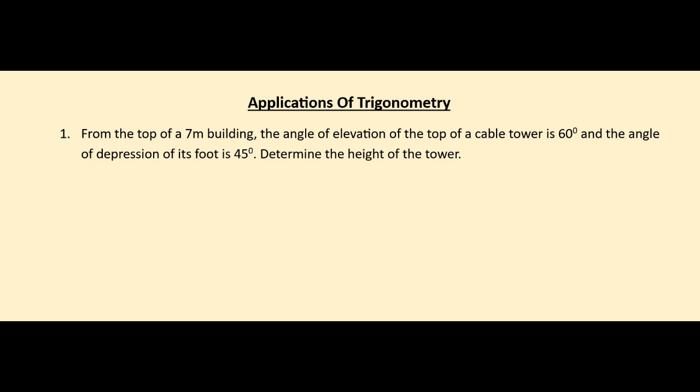In this video, we are going to discuss a problem related to applications of trigonometry. From the top of a 7-meter building, the angle of elevation of the top of a cable tower is 60 degrees and the angle of depression of its foot is 45 degrees. Determine the height of the tower.